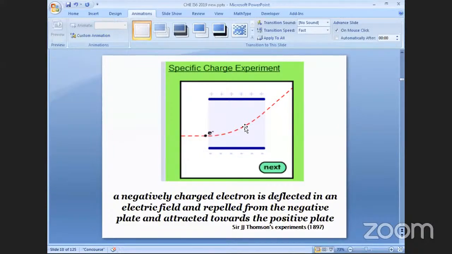So this is an electric field. This is an electron, that cathode ray, coming from wherever, and this is an electric field. These two blue bars, this is a field. We have the positive plates up there, we have the negative plates here. So if an electron or a negatively charged entity is subjected to an electric field, it will be repelled from the negative plate. You can see as it got here, it is being repelled and attracted towards the positive plate. That's Sir J. James Thomson's experiment. All these specific charge experiments are Sir J. James Thomson's experiment in 1897.